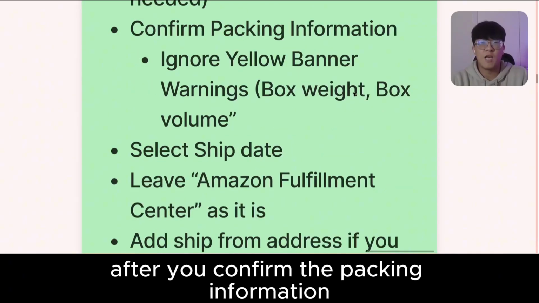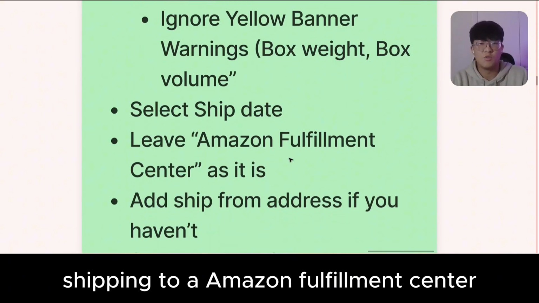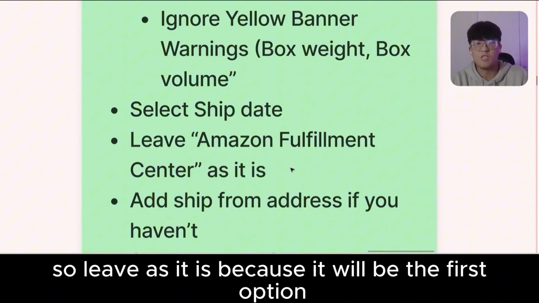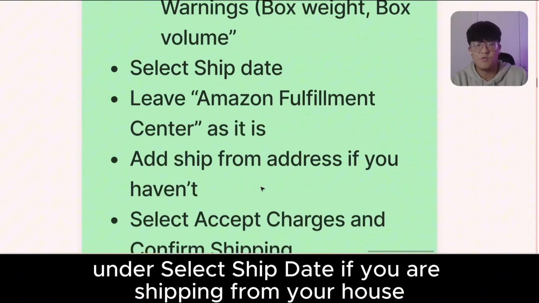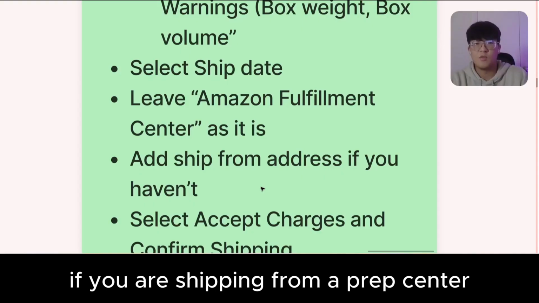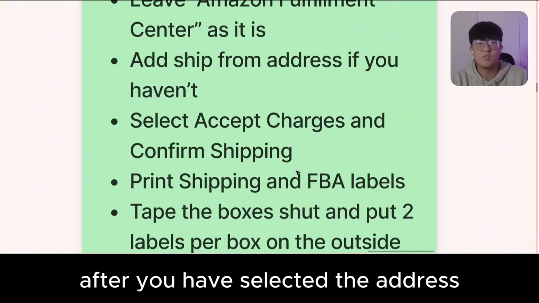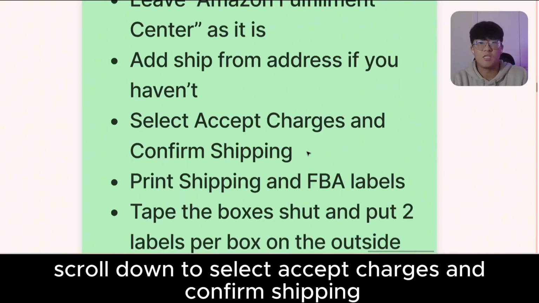After you confirm the packing information, you will need to select a ship date and you will be shipping to an Amazon fulfillment center. So leave it as it is because it will be the first option under select ship date. If you are shipping from your house, just enter your home address. If you are shipping from a prep center, you will enter the prep center address. After you have selected the address, scroll down to select accept charges and confirm shipping.